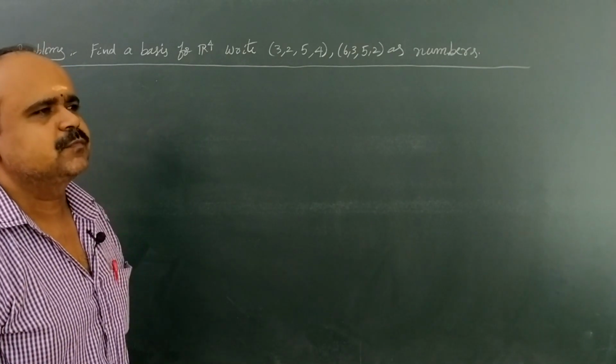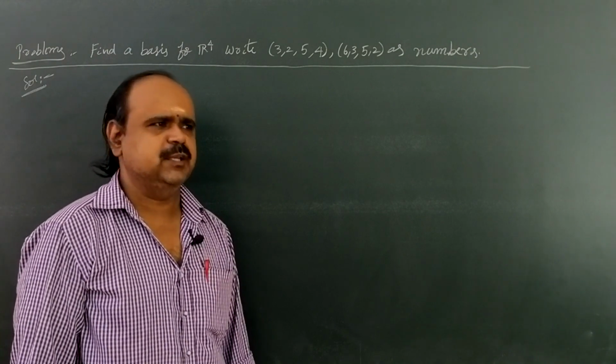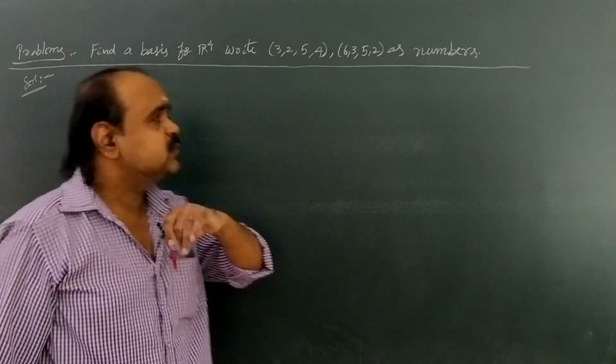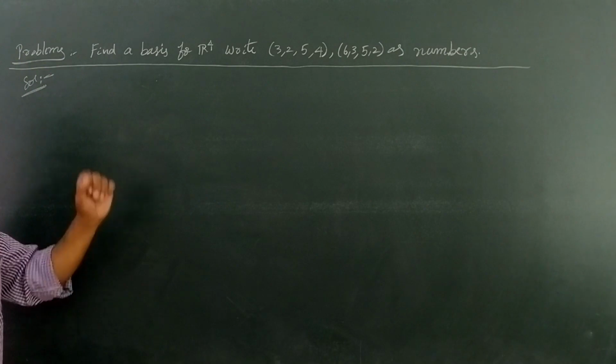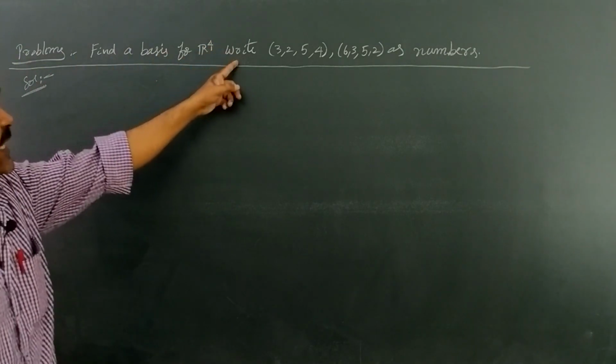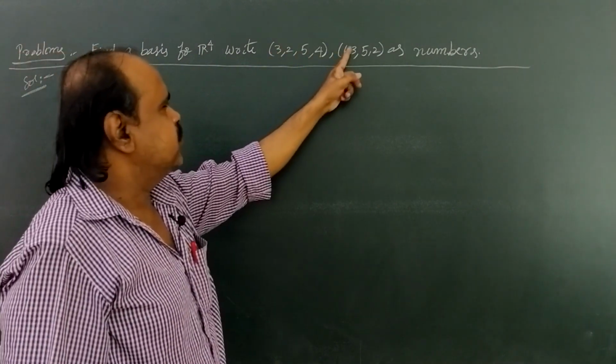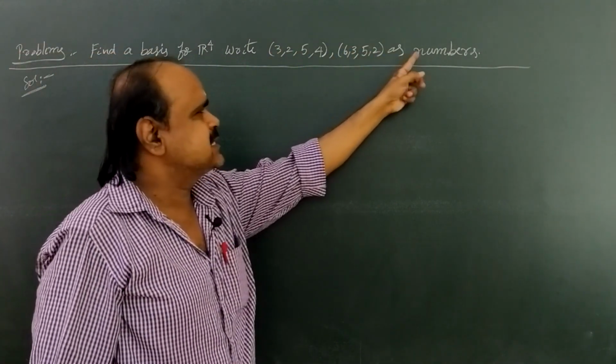Okay, good morning students. Today we see some problems regarding basis. Let's approach a problem. Find a basis for R power 4 containing the vectors (3, 2, 5, 4) and (6, 3, 5, 2).